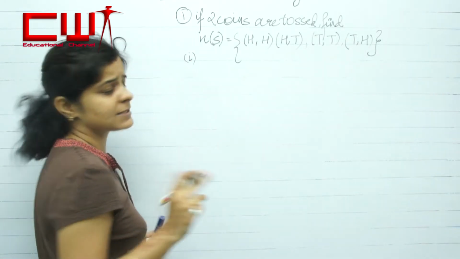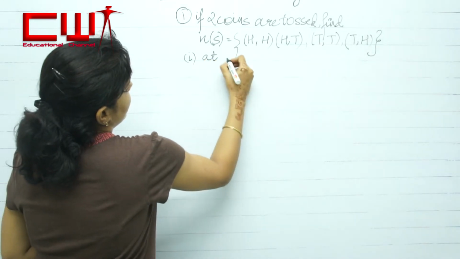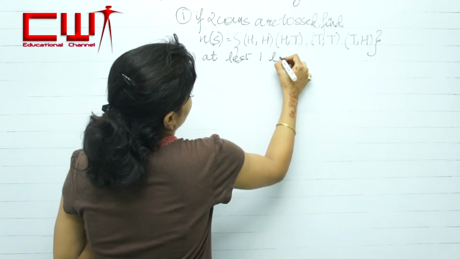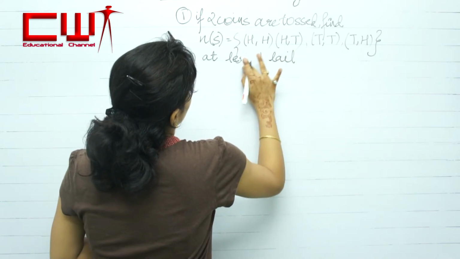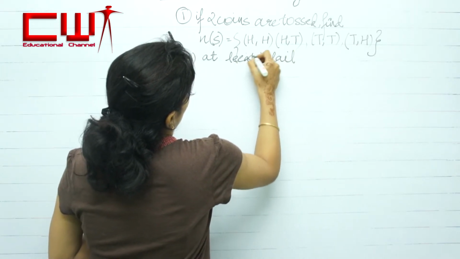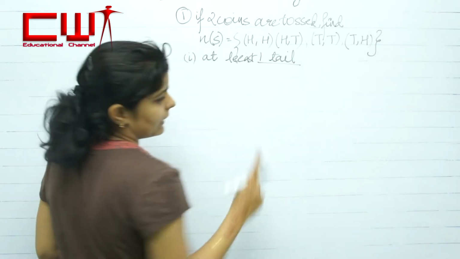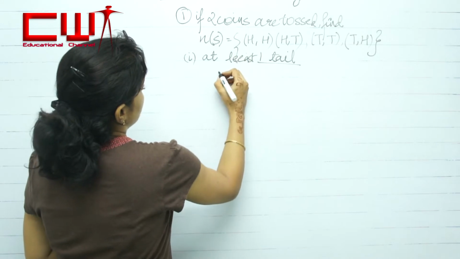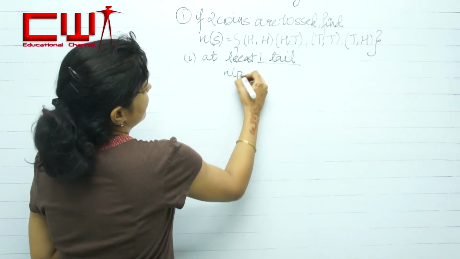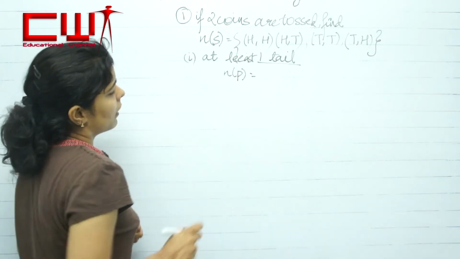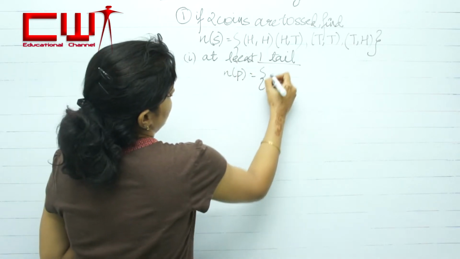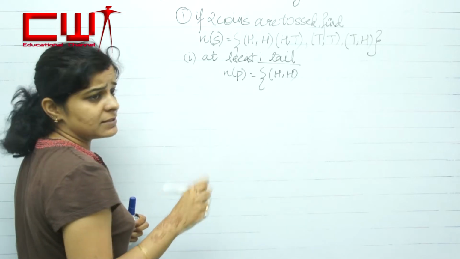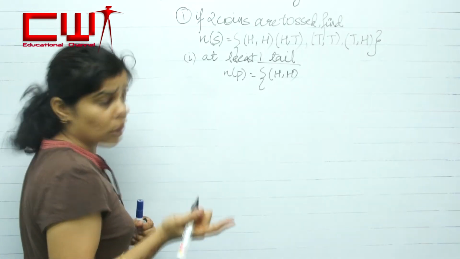Now they say at least one tail. You have at least one tail. At least one tail means one tail or more than one tail. What will be the answer? I have just written NP. You can take it any number. Here you have 2 heads. Take that as one of the situations. See, at least one tail means one tail or more than one tail.